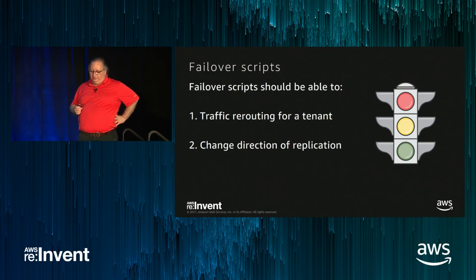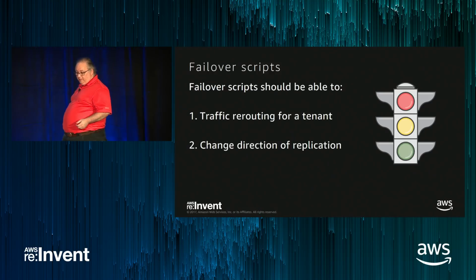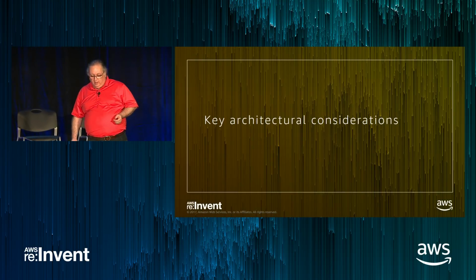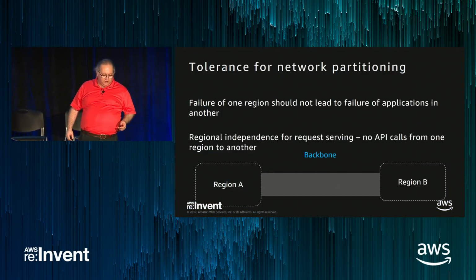All right, failover scripts. I'm going to have some way to fail over. I need to reroute traffic for a tenant. I need to change direction of replication. Right? All of these are critical. All right, so what are the architectural considerations in here?